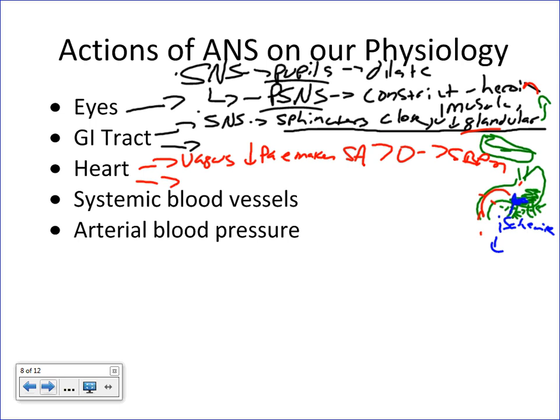So the vagus nerve is keeping the pacemaker running slower. It's keeping the AV node, it's slowing down the conduction velocity of the cardiac conduction system. The cardiac muscle is not contracting with as much force. But if we increase our SNS tone during a state of stress, that'll have the opposite effects.